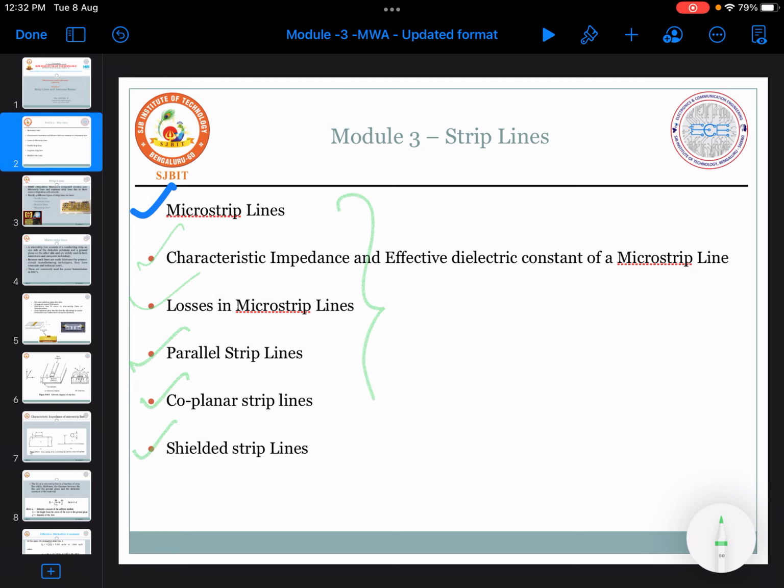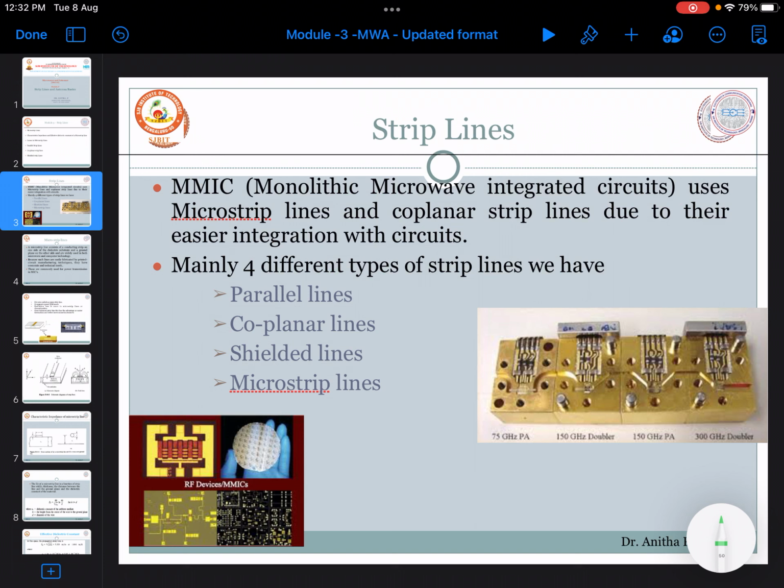All these will have the same basic structure. It will consist of a dielectric substrate and a top layer and bottom layer acting as conducting layers, conducting media. Coming to strip lines, you have MMIC technology and MIC technology. In MMIC technology, we construct the whole microwave integrated circuit in a single monolithic silicon structure.